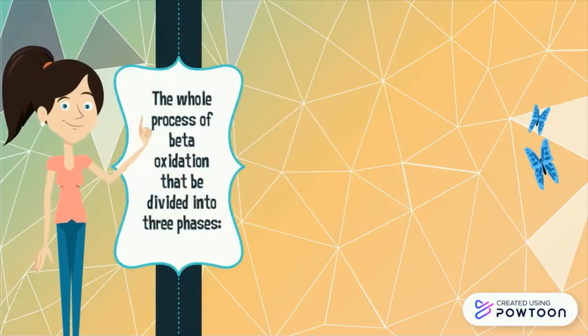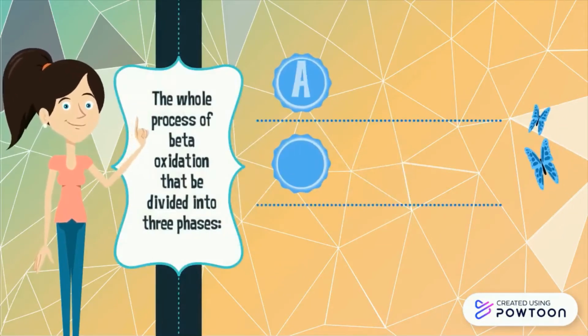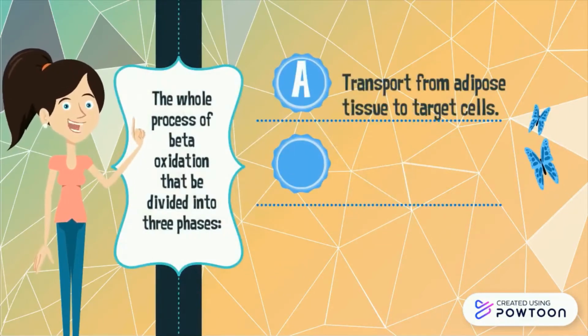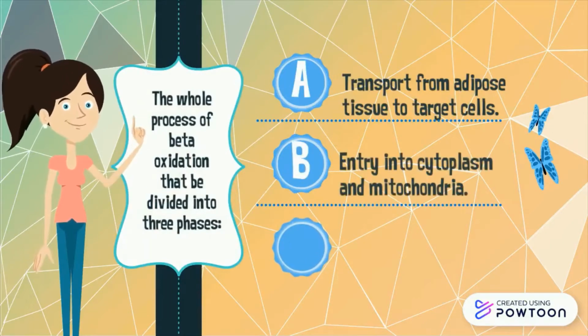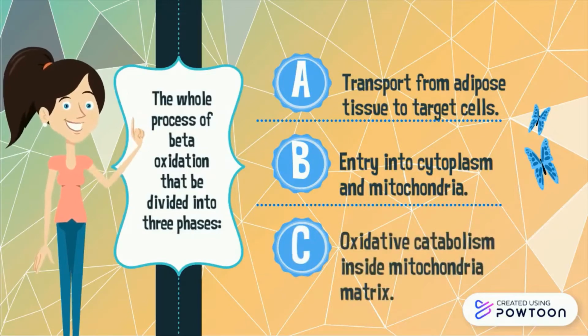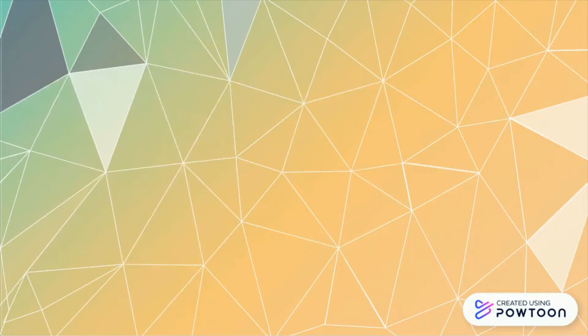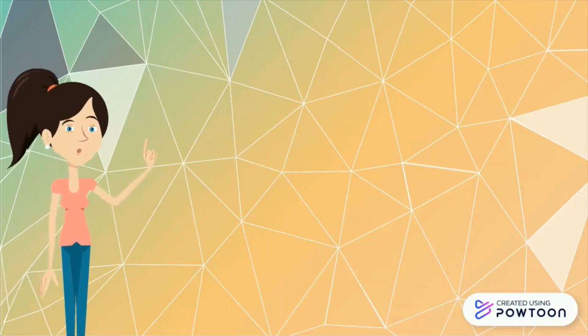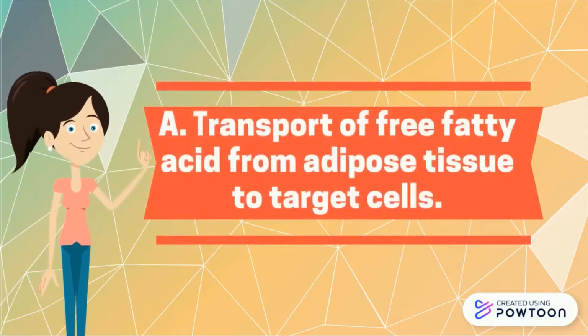The whole process of beta oxidation is divided into three phases: A. Transport from adipose tissue to target cells. B. Entry into cytoplasm and mitochondria. C. Oxidative catabolism inside the mitochondrial matrix. Firstly, we will talk about the transport of free fatty acid from adipose tissue to target cells.